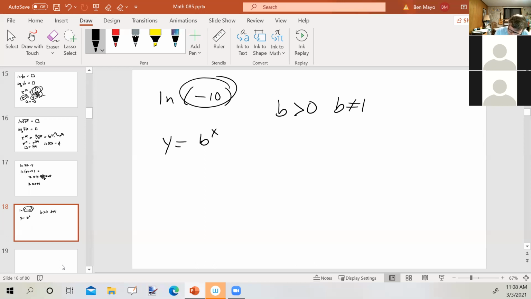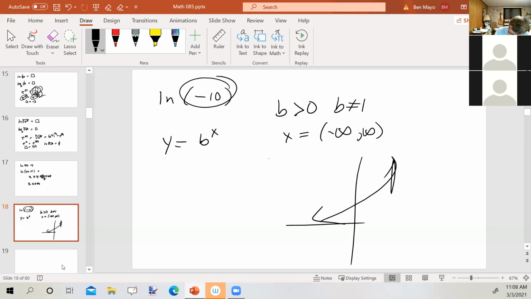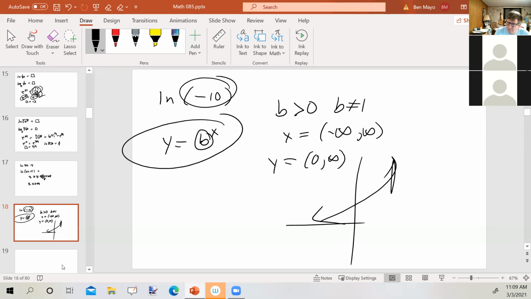What's the domain? Well, the domain could be any real number, right? Because if we graph this thing, domain is any real number. But what about the range? The range had to be what? Greater than 0? Do you remember all this? This is going back a couple days ago. So when it's an exponential equation, the base has to be positive but not equal to 1. The exponent can be any real number, but the result has to be greater than 0.